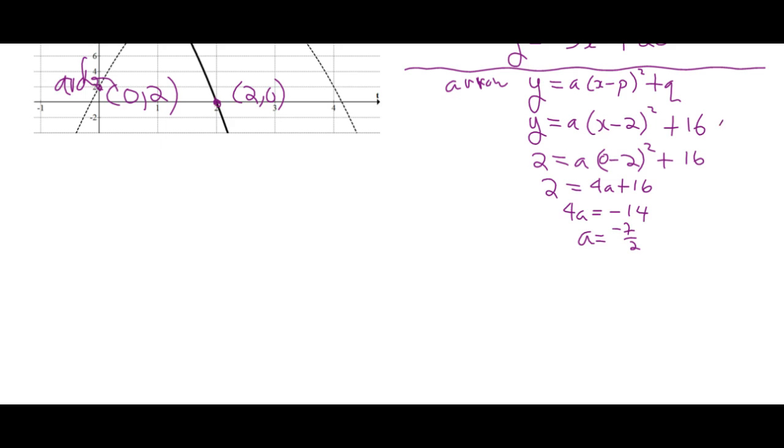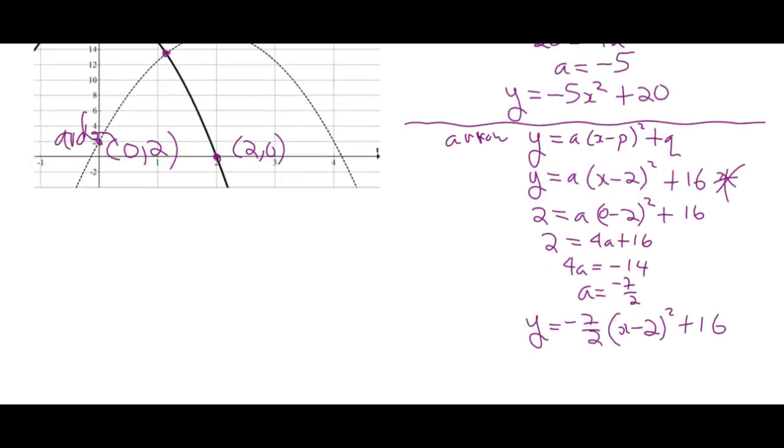And now I go back to this line here, and I just put in the a. So I've got y is equal to negative 7 over 2, x minus 2 squared plus 16. And then I say, well, I can solve this by comparison, right? Since I know what y is equal to, and I know what y is equal to, and what I want to find is when these two y's are equal to each other, I'm just going to set them equal to each other. But I'm not going to do it with this, right? I need to convert from vertex form to standard form.